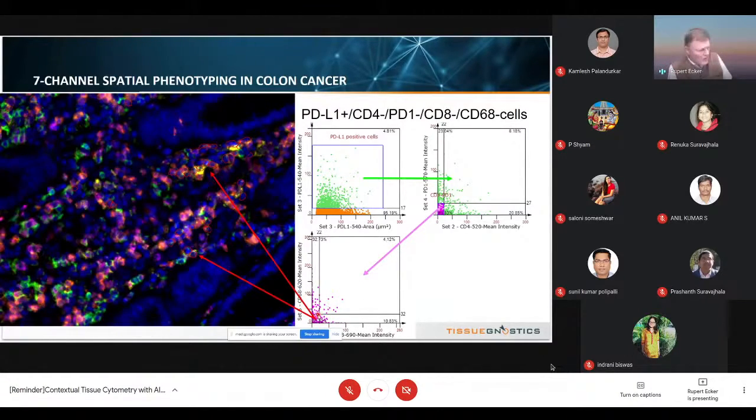And when we now look again on the double negative here, which is CD8 on the x-axis and CD68 on the y-axis, and make the backward connection, then we see here in red those cells which are PDL1 positive, CD4 negative, PD1 negative, CD8 negative, and CD68 negative. So we have 1, 2, 3, 4, 5 markers analyzed, co-expression of 5 markers analyzed on the single cell level in situ, in a tissue section.